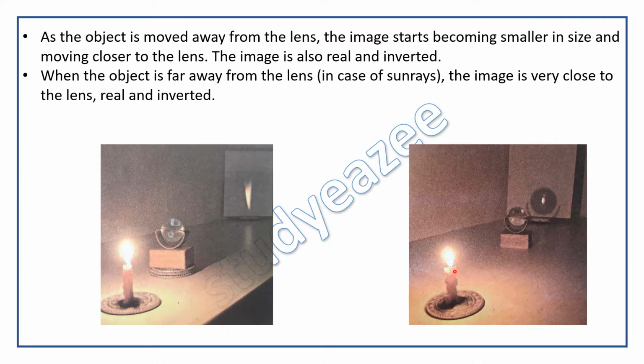When the object is moved far away from the lens, you can see the distance between the candle and the lens has increased, as in case of the sun rays. The image is very close to the lens, it is real and it is inverted.